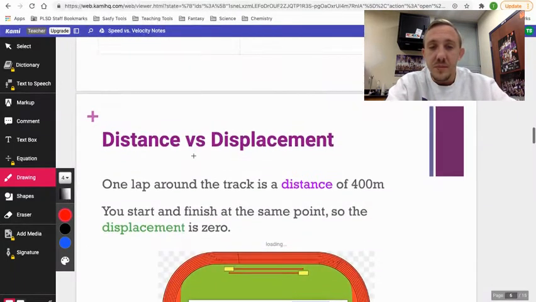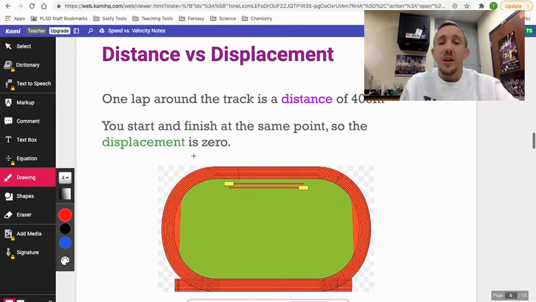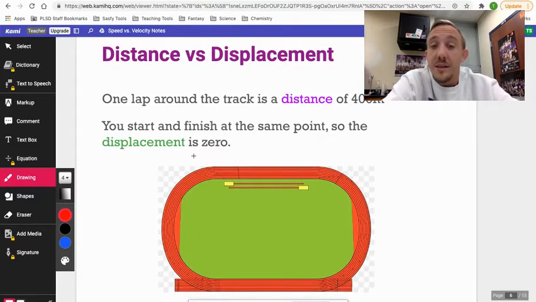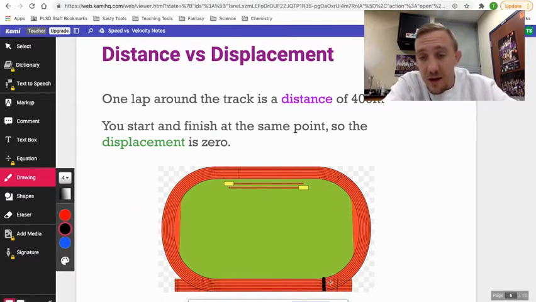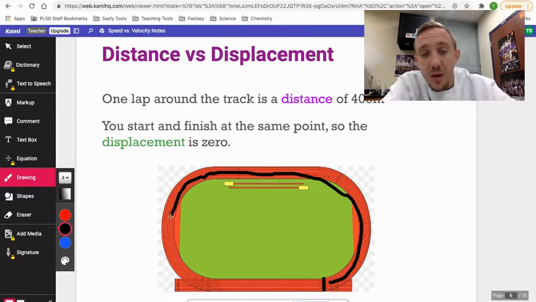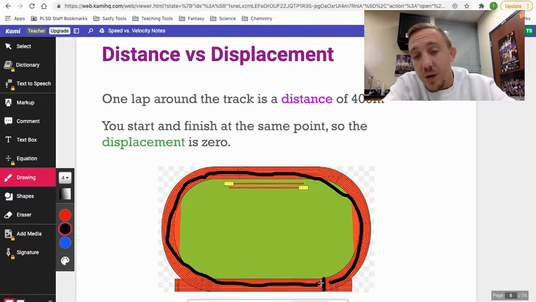Okay? So let's take an example. You take one lap on a track, and that's a distance of 400 meters. You start and finish at the same point, so the displacement is 0. So if I go ahead and start my runner, let's just say the start is here, and I take him all the way around a 400-meter track. Okay, well, we know a track is 400 meters, so the distance he traveled is 400 meters, but the displacement is going to be 0 because he finished where I started.